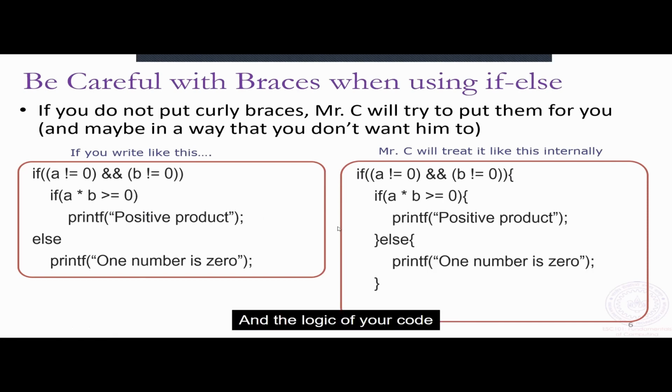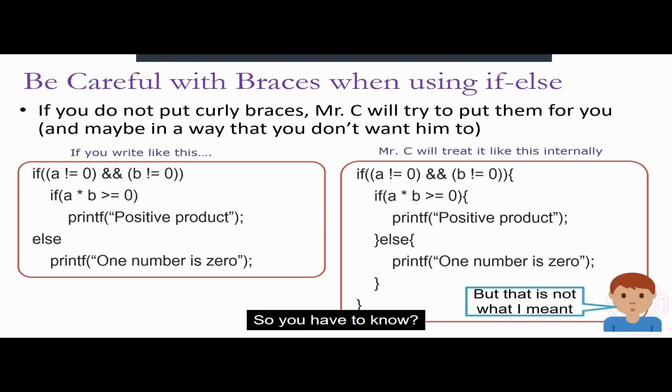And the logic of your code is broken. So this is certainly not what we wanted. What will happen now here is that the if A not equal to 0 and B not equal to 0 condition is going to be fired. And if A times B is less than equal to 0, well, is less than 0, we'll print one number as 0, even though it isn't.